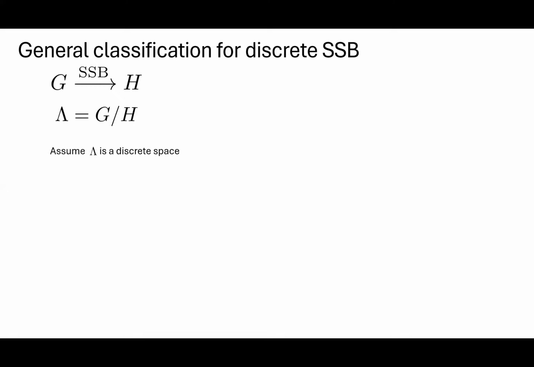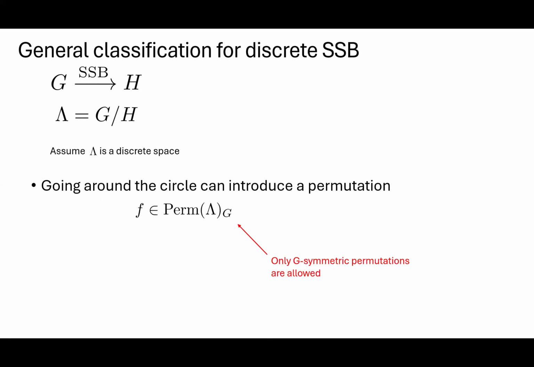So we can develop a general classification for these kinds of things. I will first specialize to the discrete case. By discrete, I don't mean that the groups have to be discrete. I mean that the order parameter space lambda should be a discrete space. So basically, the point is that if you go around the circle, you can induce a permutation of the ground states. And ground states are labeled by the space lambda, so it's a permutation of the space lambda.